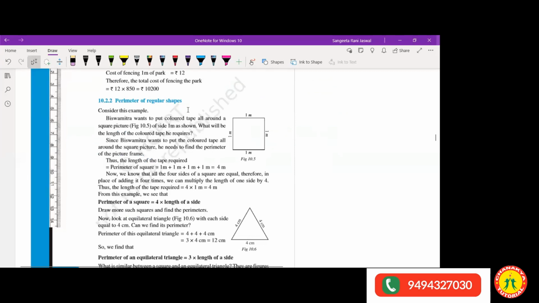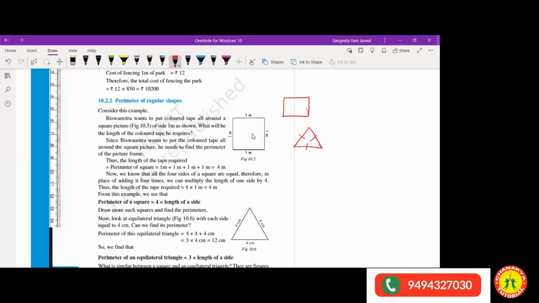Okay, perimeter of regular shapes. Now, what are regular shapes? Regular shapes means those shapes which have all sides equal, like a square. A square is a regular shape. It has all sides equal. An equilateral triangle also has all sides equal.